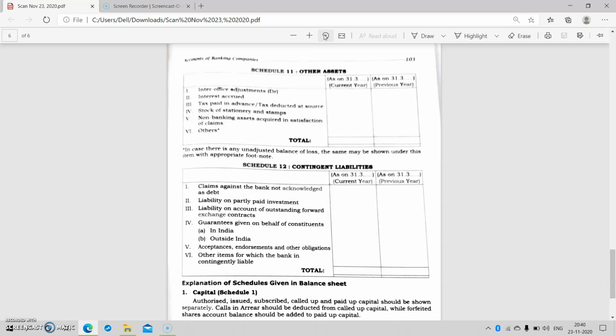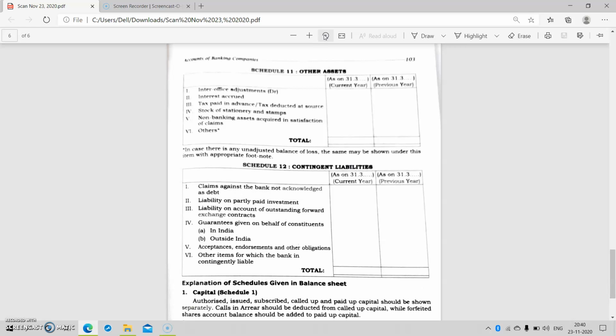Then stock of stationery and stamps. This you will usually have it in the problems. Stock of stationery and stamps will be shown as other assets, because for various documentation purposes, the bank will be using, or banks will be having stamp papers, stamps, stationery and all. So such stock can be shown as other assets.